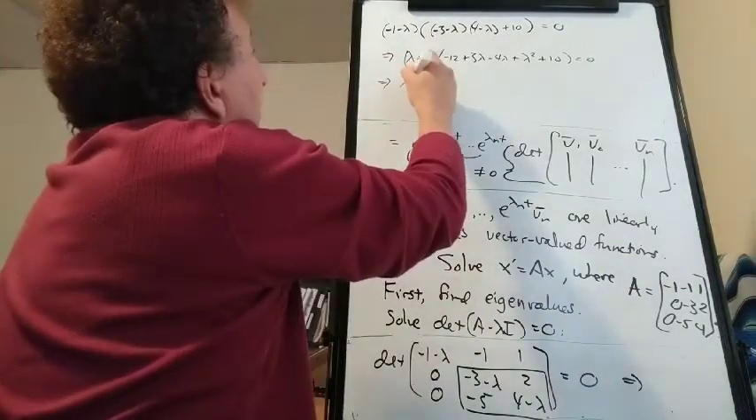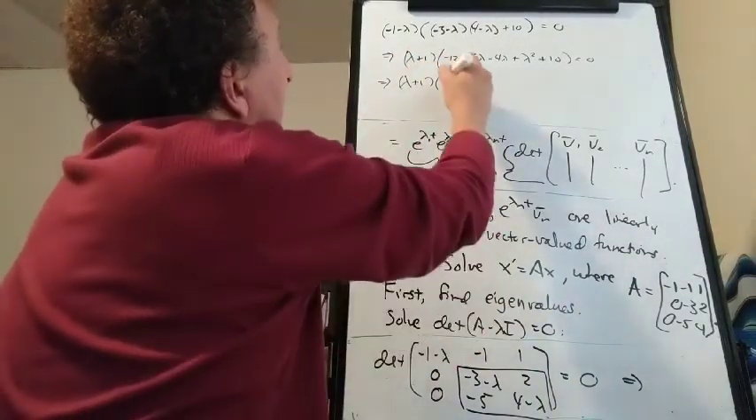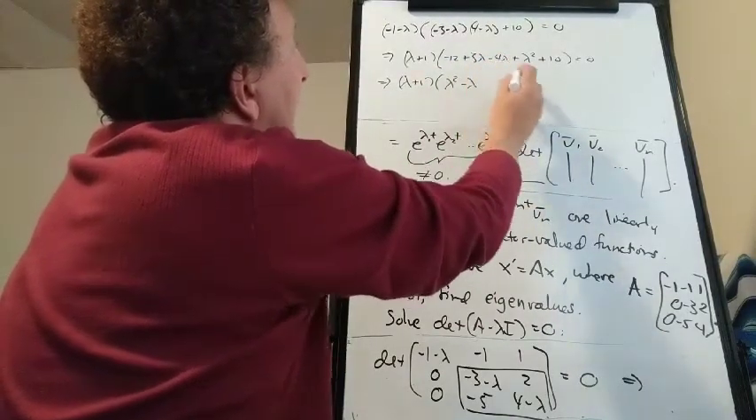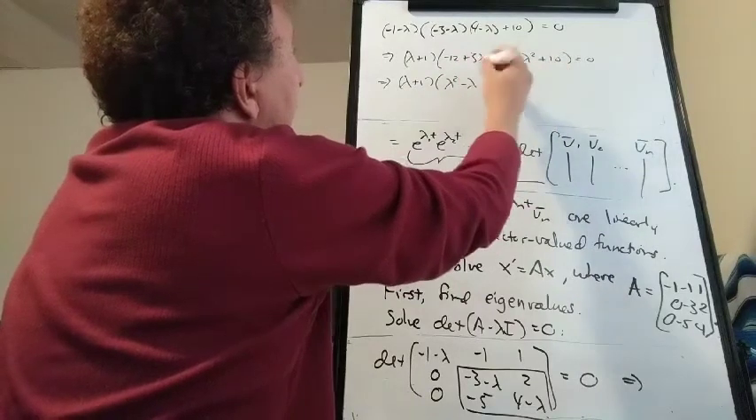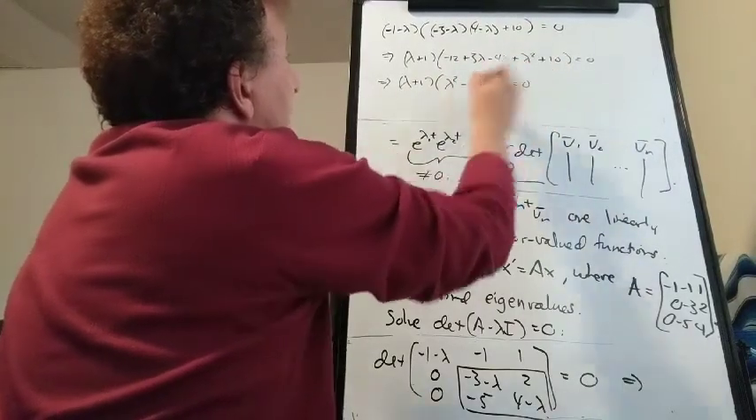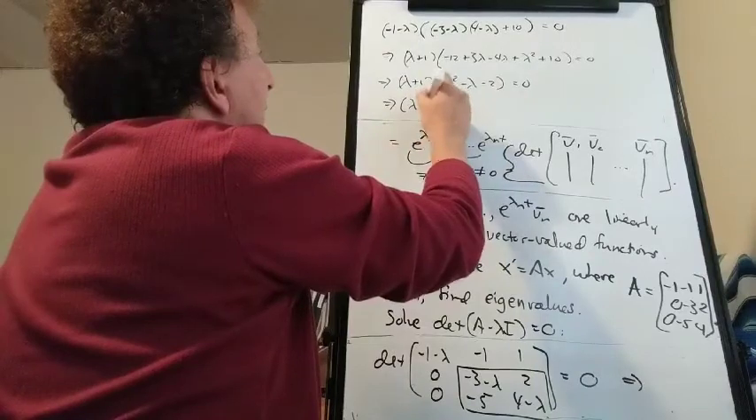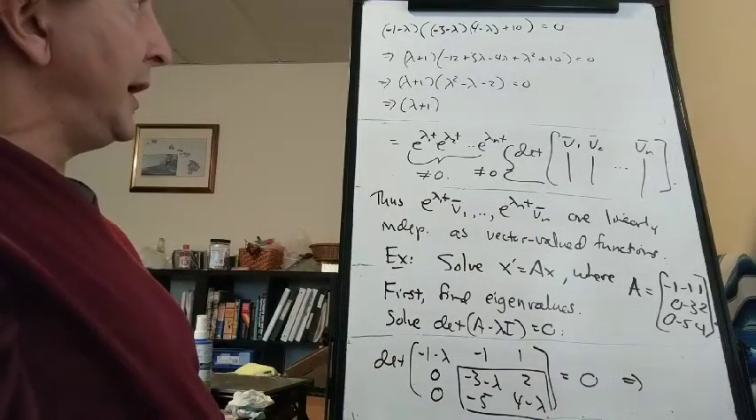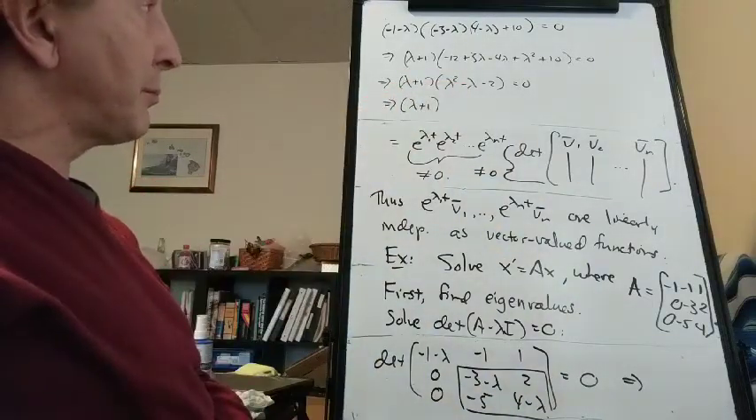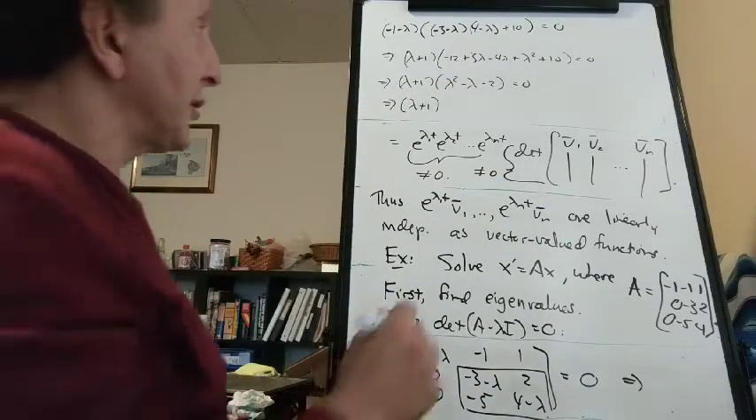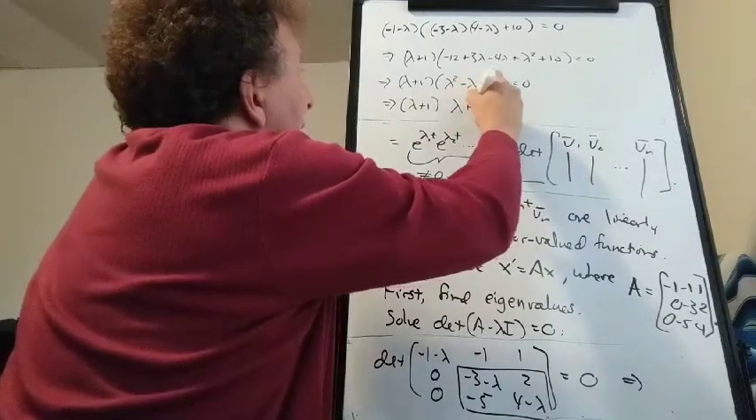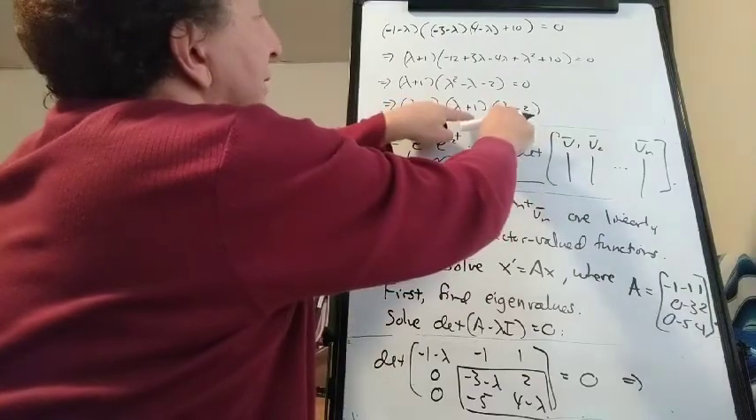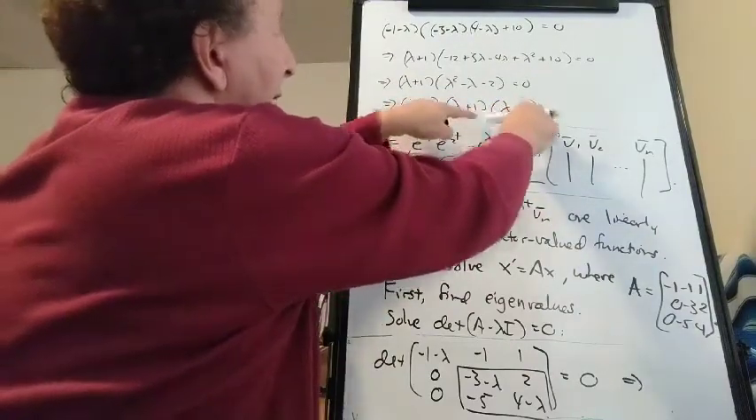So lambda plus 1 times lambda squared minus lambda minus 2 equals 0. And to factor lambda squared minus lambda minus 2, I think if we do lambda minus 2 and lambda plus 1, that'll work. Lambda plus 1 and lambda minus 2. So it's lambda squared minus 2 lambda plus lambda, so minus lambda minus 2.